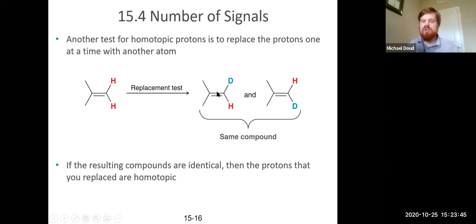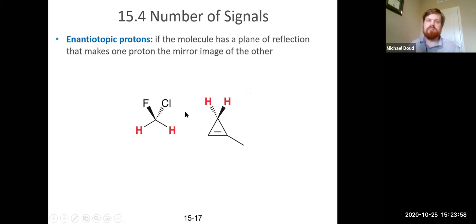Well, in this case, you can just rotate this compound onto this compound. They're going to be superimposable, so those are the same compound. And because the resulting compounds are identical, that tells us that the protons are homotopic.